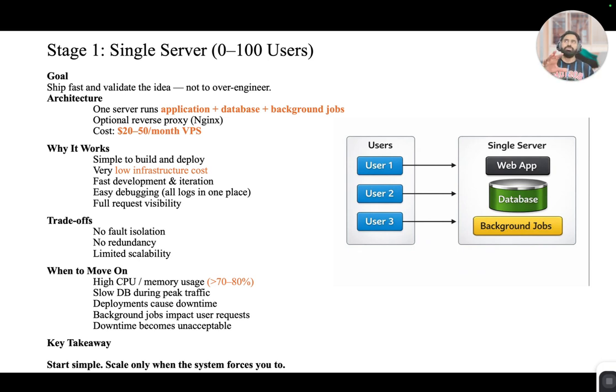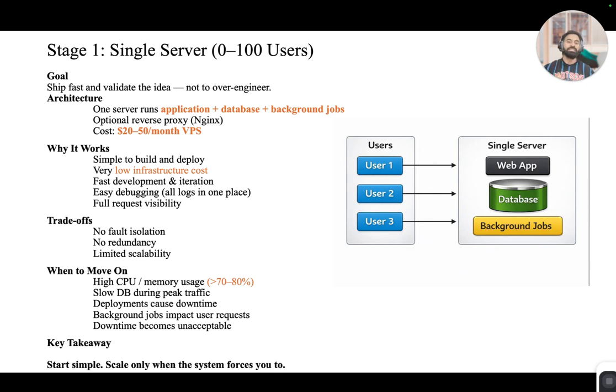If I give you an example from the real world, this is how many successful products begin. For example, when Instagram first launched, tens of thousands of users signed up almost immediately. They didn't build a complex system upfront. They started simple, watched the real usage, and scaled only when the system demanded it. And that is the right mindset, right?